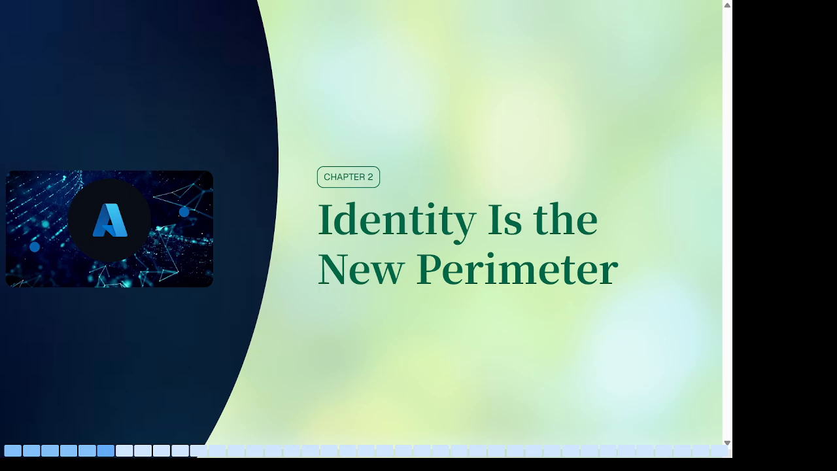Identity is the new security perimeter. In modern Azure environments, identity has replaced the network as the primary security boundary. Instead of asking, are you inside the network?